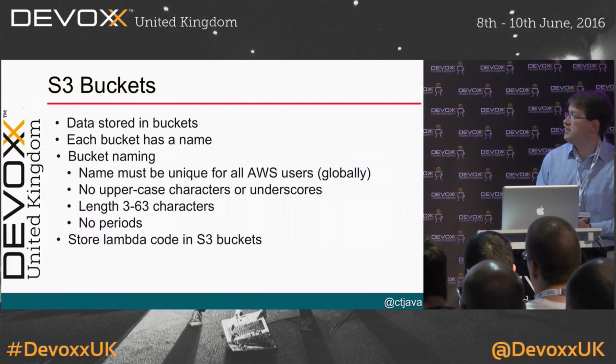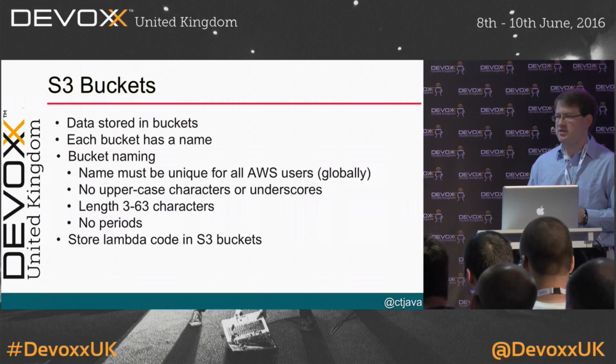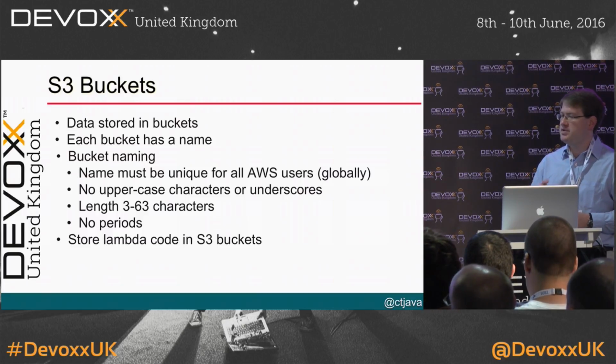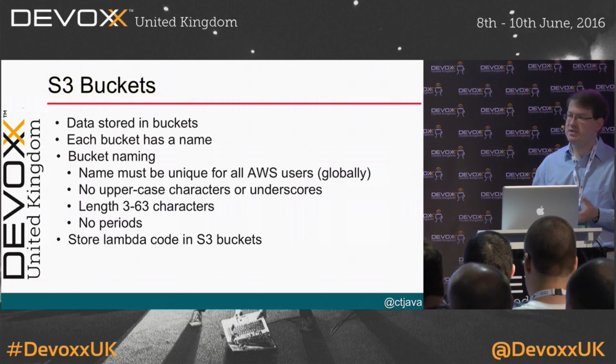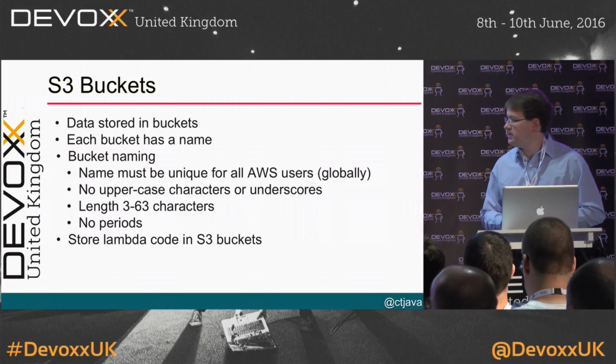Okay, so each bucket name has to be unique globally. That's across all Amazon users. So the typical thing is that you pick your domain name, do a reverse domain name like you do with your Java package names, and name your buckets that way. There's a bunch of rules in terms of the characters that you can include with it.